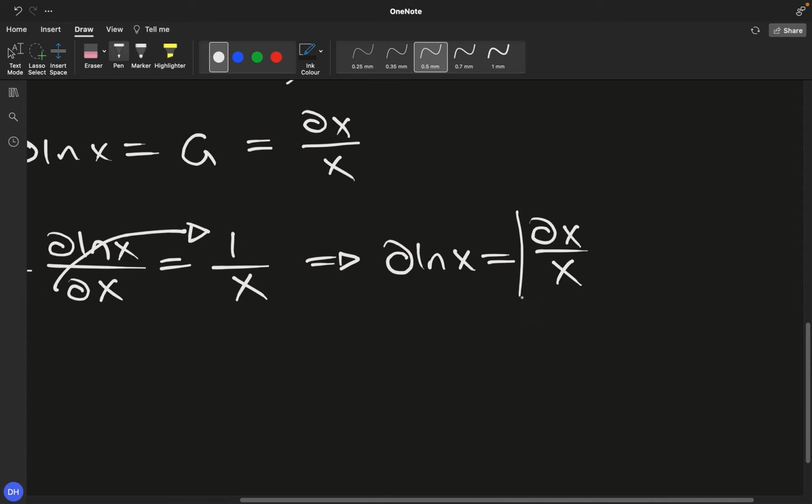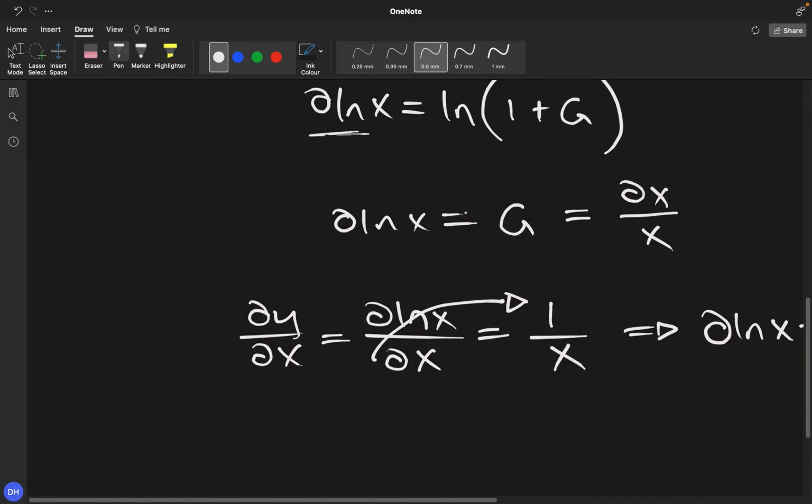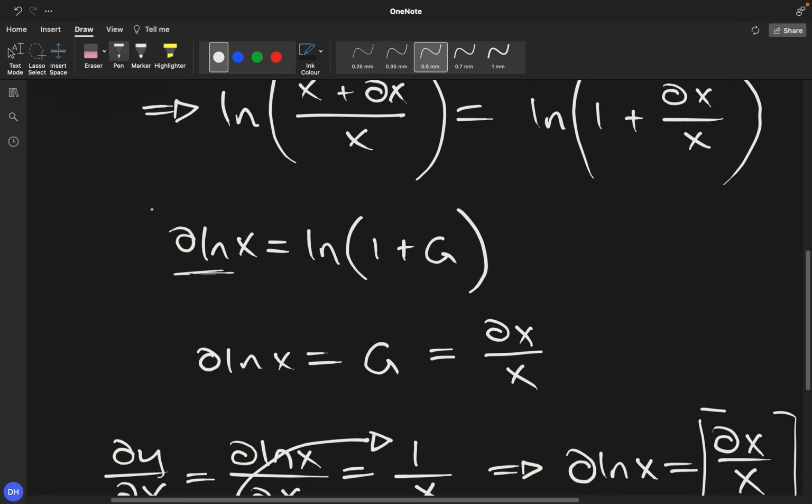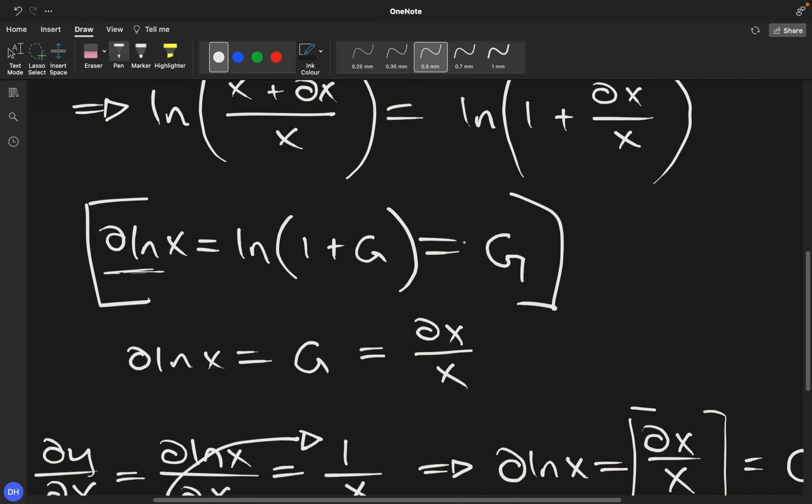Now we're familiar, by now we're seeing this. What is that? That is g. So we've got delta log x equals g for infinitesimally small changes. So here we can just write equals g. And this bit here, log 1 plus g equals g, that is our log approximation.